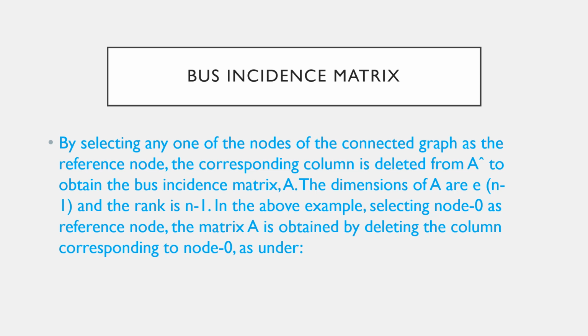The bus incidence matrix is obtained by selecting any one of the nodes of the connected graph as a reference node. The corresponding column is deleted from A transpose to obtain the bus incidence matrix. The rank is n minus 1. In the above example, selecting node 0 as the reference node, the matrix A is obtained by deleting the column corresponding to node 0 as under.